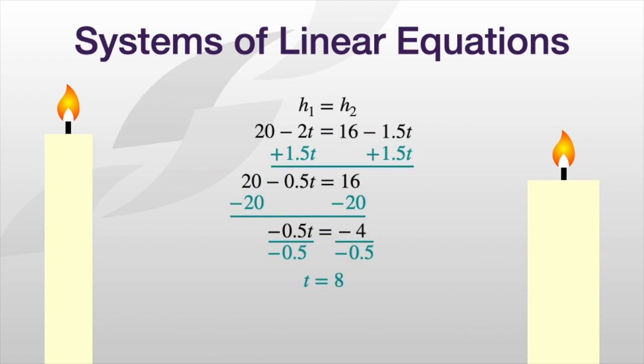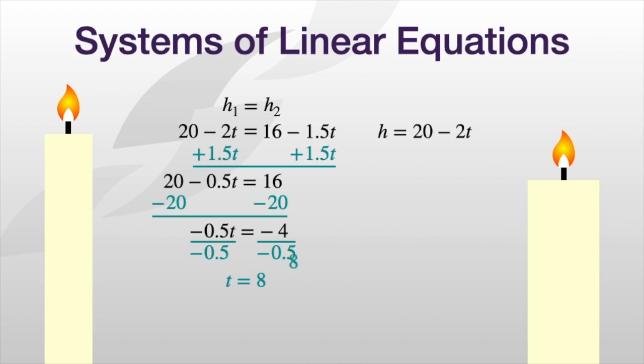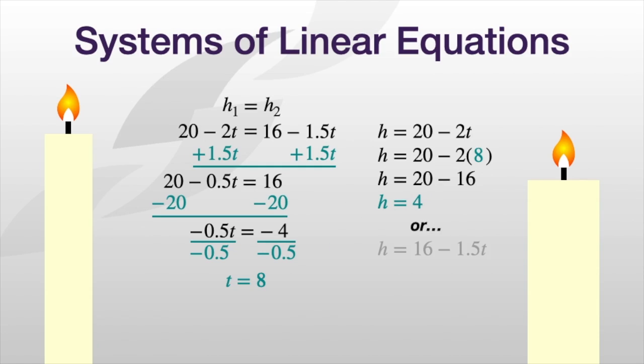Substituting 8 for t in the first equation results in h equal to 4. So too does substituting 8 for t in the second equation. Regardless of how we solve a system of linear equations, graphically or algebraically, its solution remains the same and can be expressed as an ordered pair.